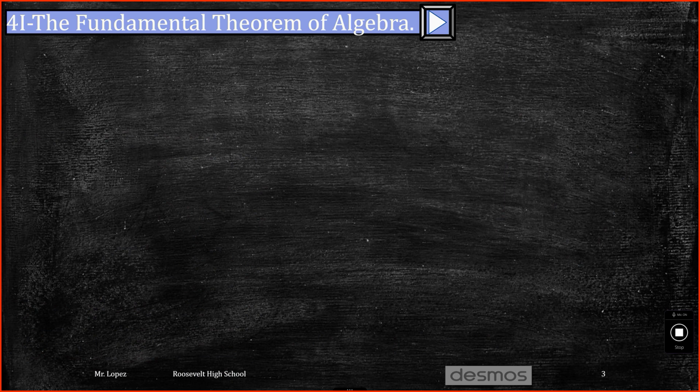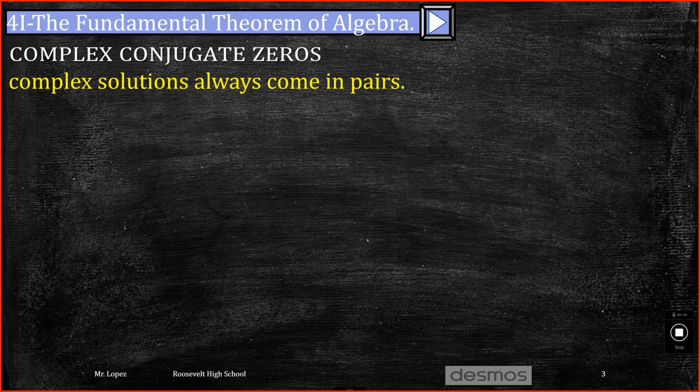The fundamental theorem of algebra. This is the last section for chapter 4. What are complex conjugate zeros? Complex conjugate zeros is that imaginary solutions come in pairs. So complex conjugate zeros. Complex solutions always come in pairs.